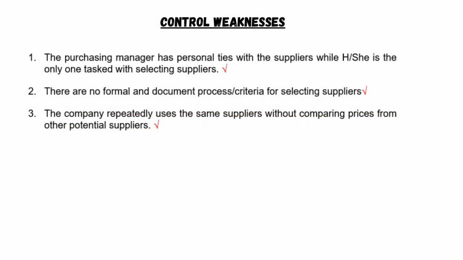But if you notice here, there is a weakness in their system of internal control because we are repeatedly using the same suppliers without comparing prices from other potential suppliers. It means we are not obtaining competitive quotes. That on its own is a weakness in the system of internal control. So that's how you identify weaknesses in the system of internal control.